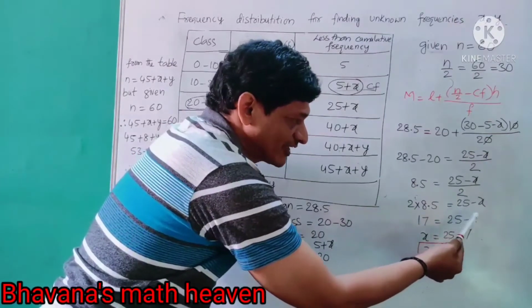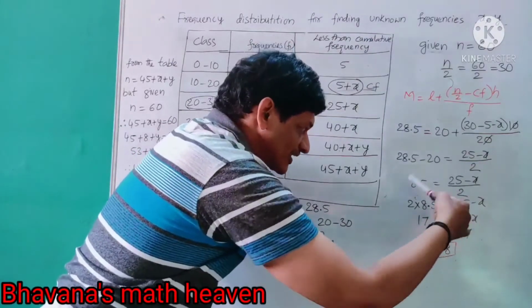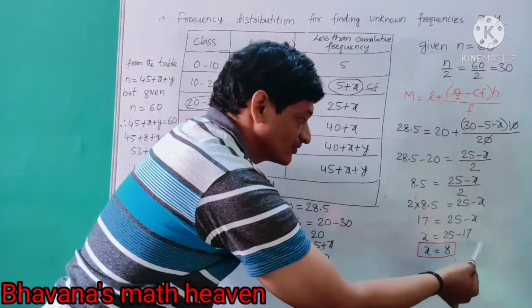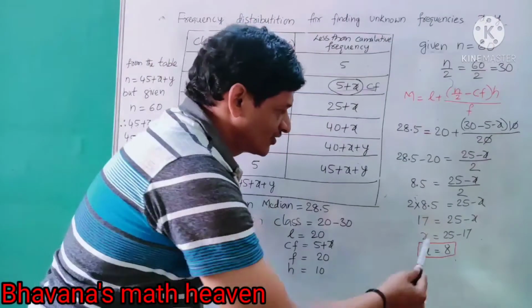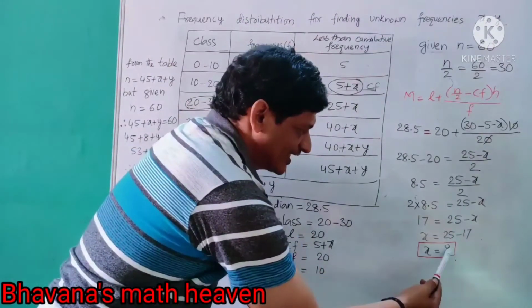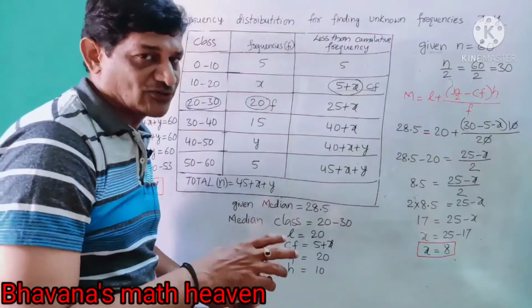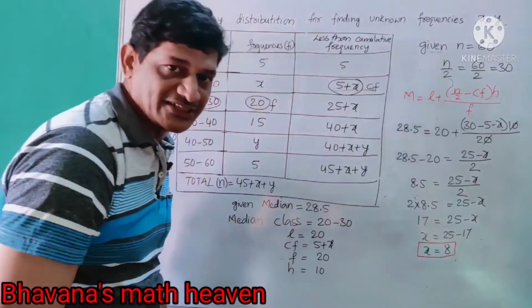17 equals 25 minus x. So transpose minus x to this side, it becomes plus x, and 17 to that side becomes minus 17. 25 minus 17 is 8. So x value is 8. So one unknown value is obtained here, that is 8.